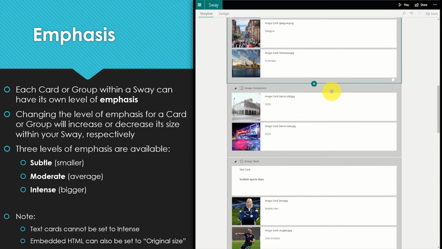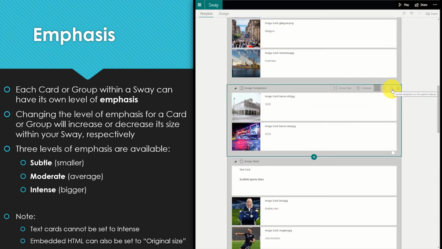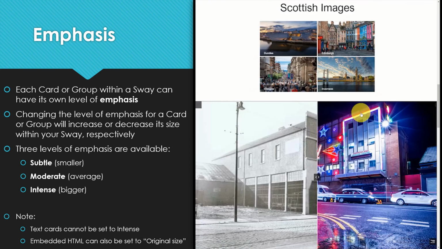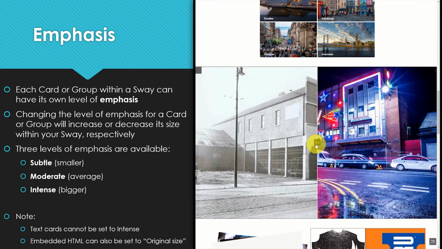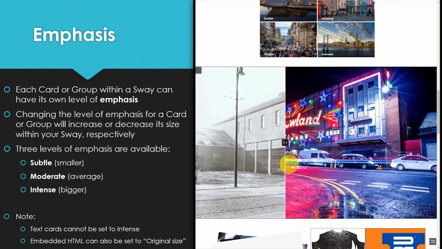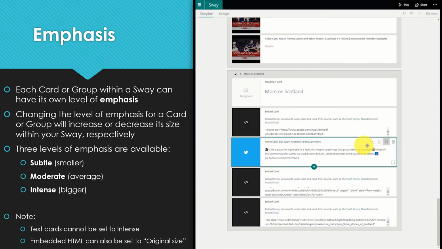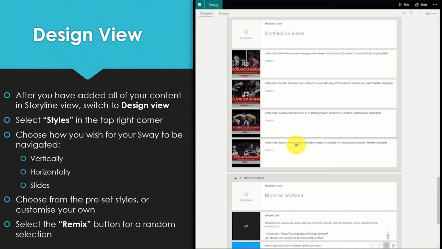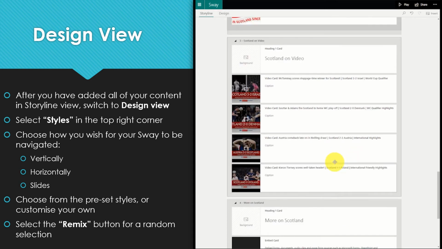So if I wish to emphasize this comparison group, I can increase its intensity to intense to make this appear much larger within my Sway, as we can see here in this preview. Increasing the emphasis of a tweet card will normally fix the issue where the tweet appears cropped.